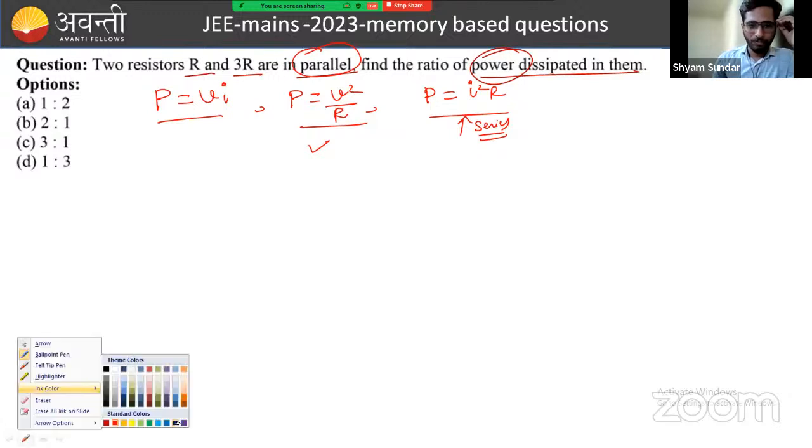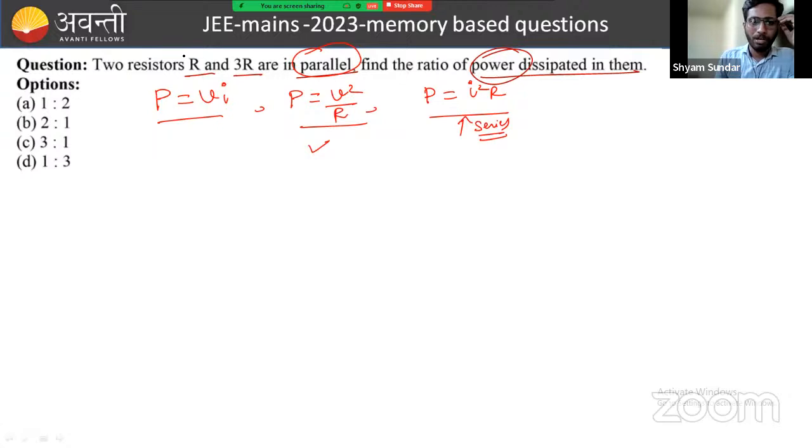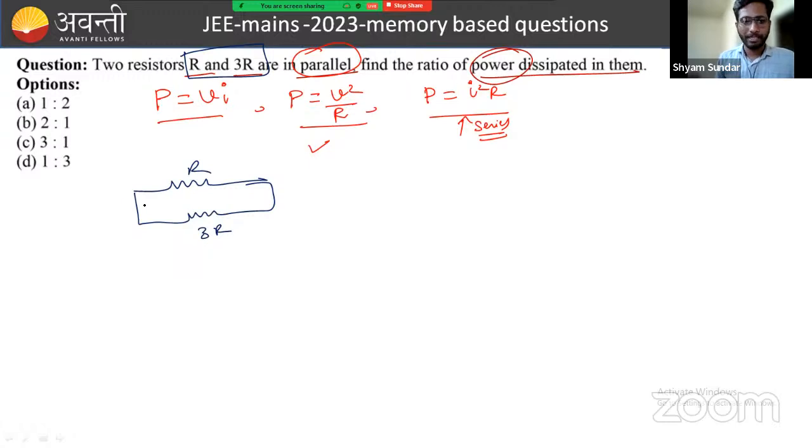Okay, look. Now these two resistors are connected in parallel. Okay, R, the second one is 3R. Right. Both are connected to a potential of V volt.